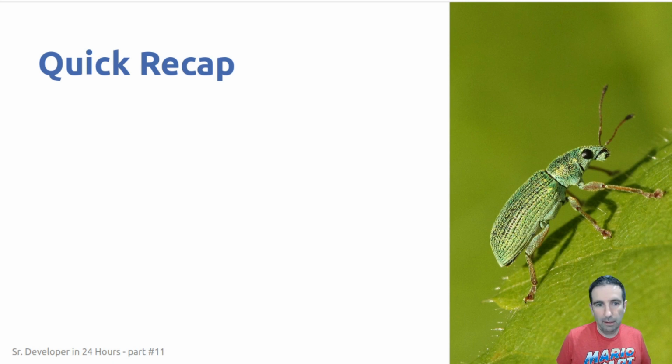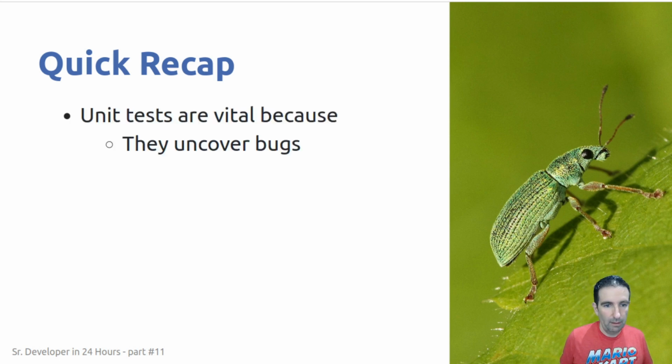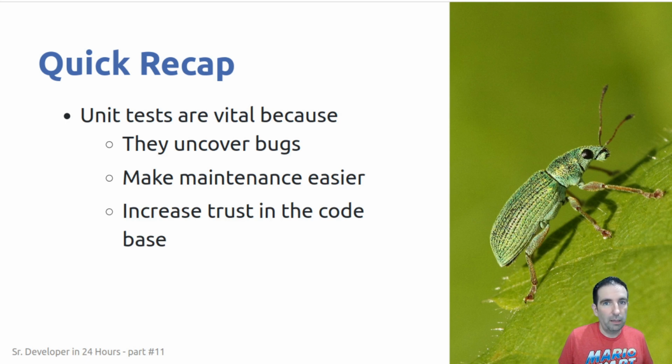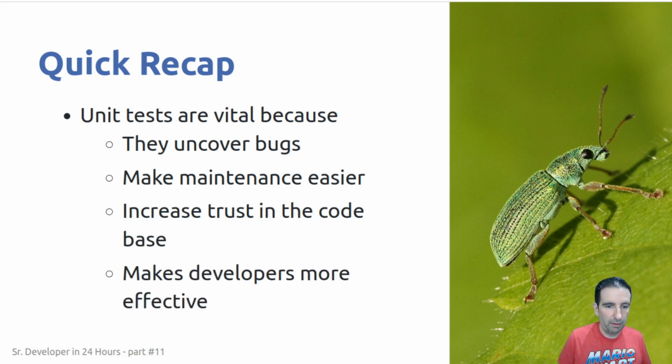But before we get started, let's have a quick recap of why we are even doing this in the first place. Everybody talks about, hey, unit tests are important. Sure, they are. But why are they actually important? They're vital to us because they help us uncover bugs. That's the most obvious benefit that we get from using unit tests. They also make maintenance easier because we have something that will double check our work. They increase the trust in the code base. And probably the most important thing is it makes developers more effective because they can make changes quicker and with less risk.